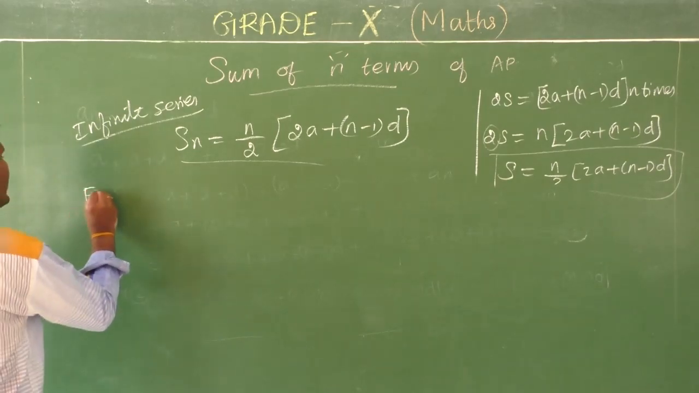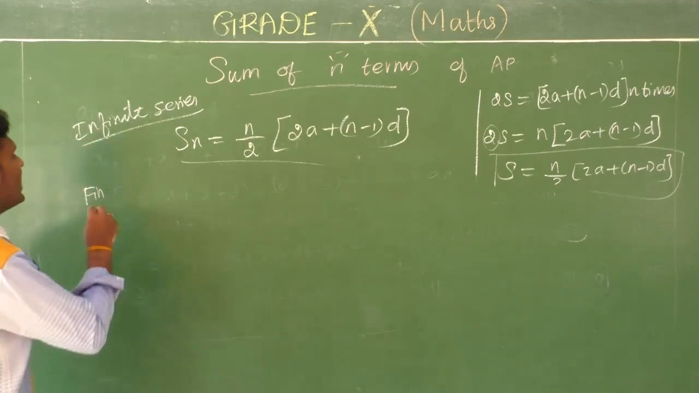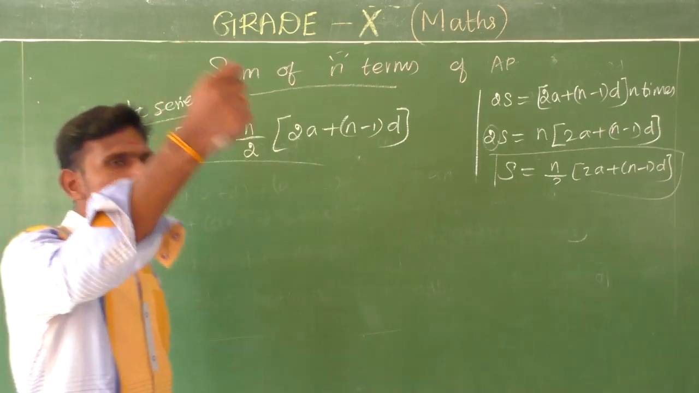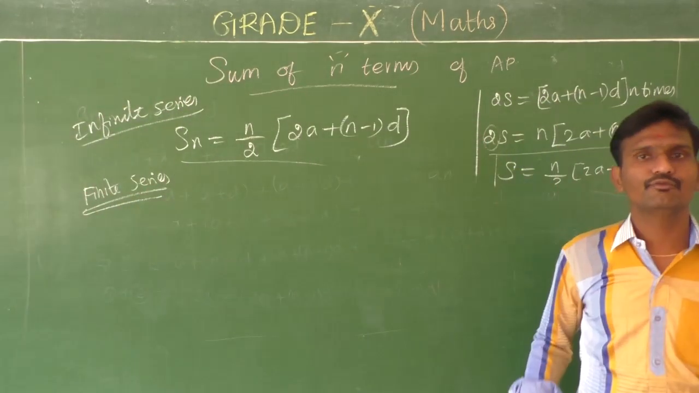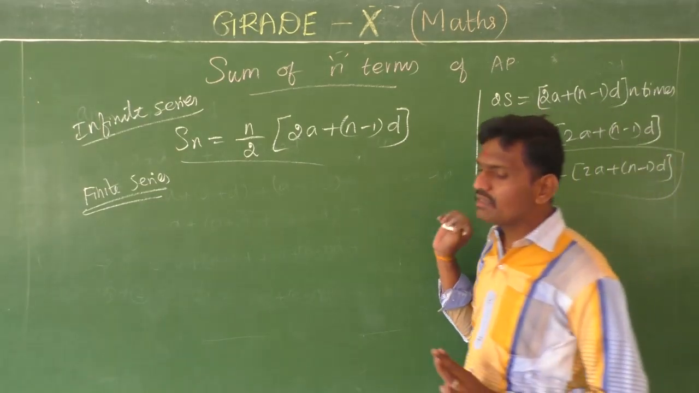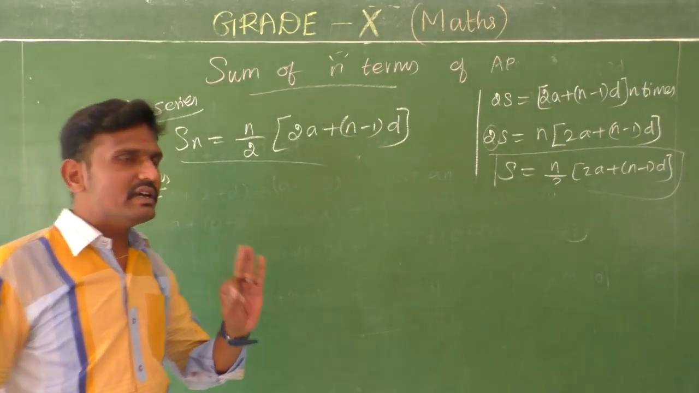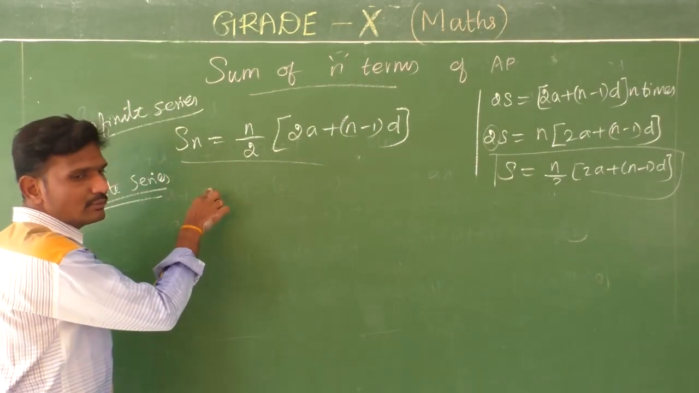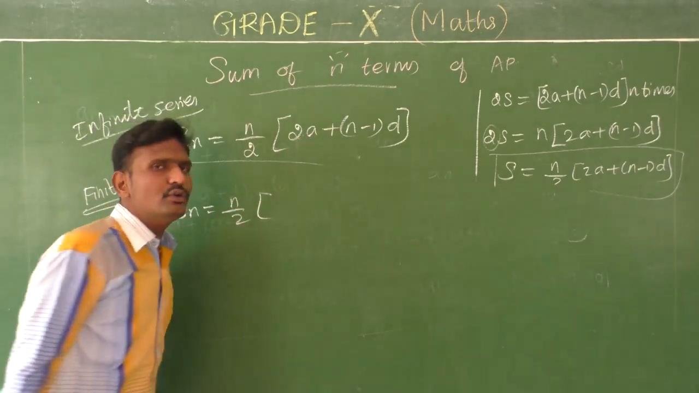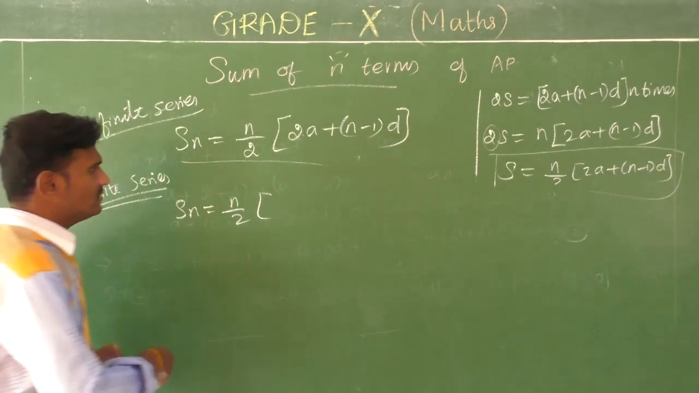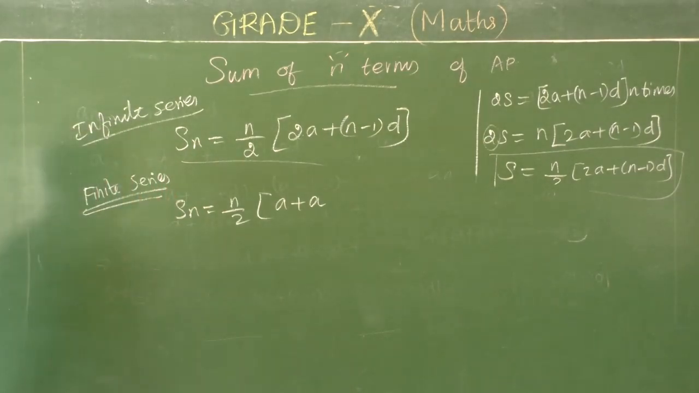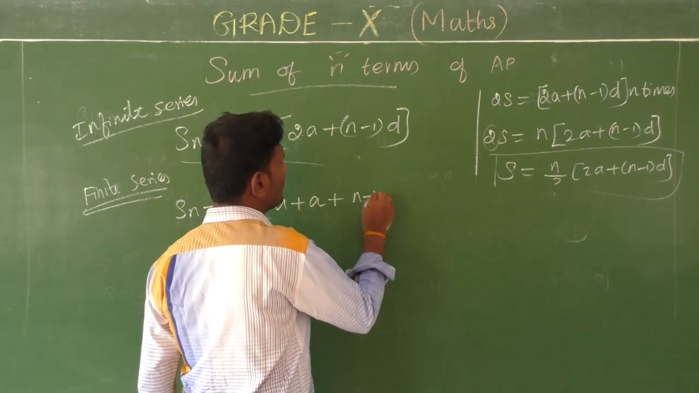Suppose the given AP or arithmetic series is finite. Do you know the meaning of finite? Yes, I have a last term. I know the first term as well as the last term. So like that, it is a finite series. From the finite series, what am I going to do? It is very simple. From this formula, Sn equals n by 2 into 2a, so I split the terms: 2a equals a plus a, plus (n minus 1) into d.